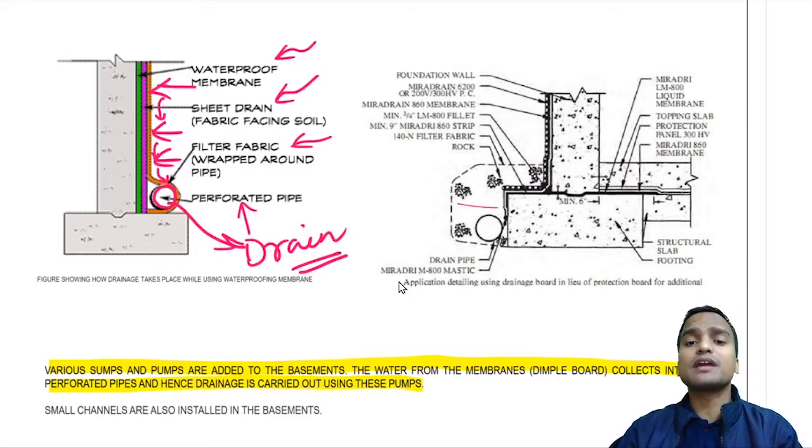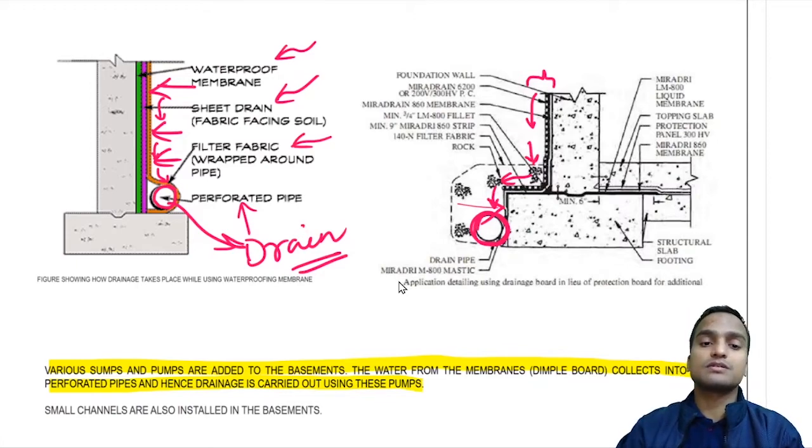So this is another diagram where the same drain pipe is being used, and all these membrane systems trickle the water below, and the water reaches these drain pipes. Alright, and the structure remains safe from water intrusions.